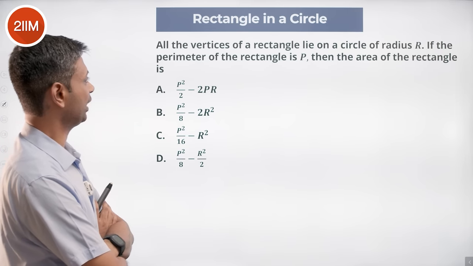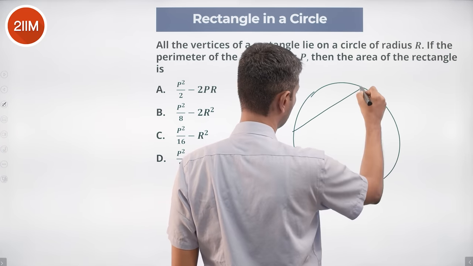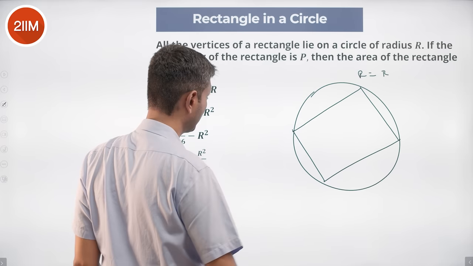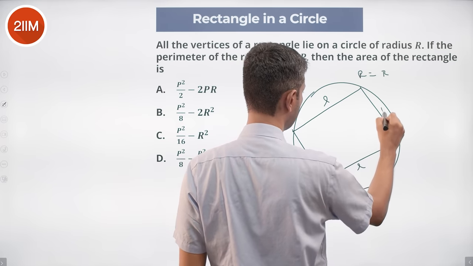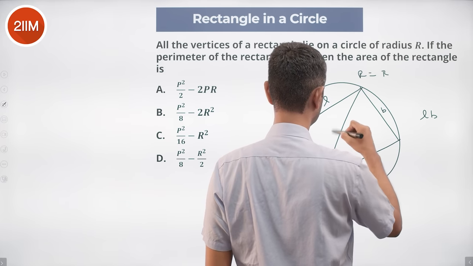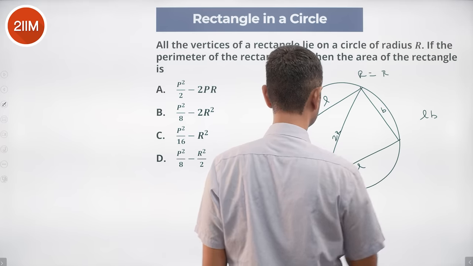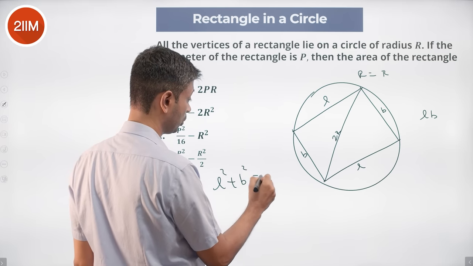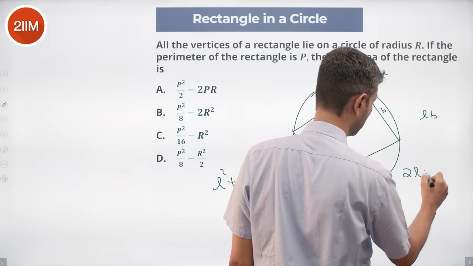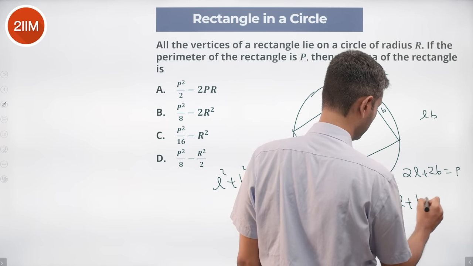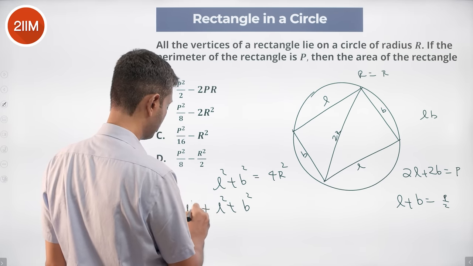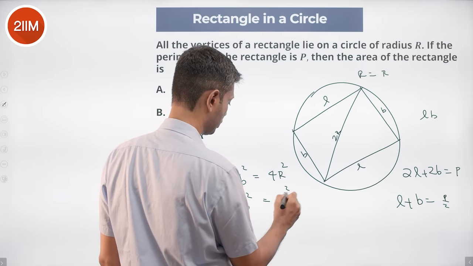If all the vertices of a rectangle lie on a circle of radius r, nice, radius r, if the perimeter of the rectangle is P, this is L, B, L, B, then the area of the rectangle is, we need to find LB. We know this is the right angle triangle, so L square plus B square, this is 2R, so L square plus B square equals 4R square. Nice. We know 2L plus 2B is equal to P, or L plus B equal to P by 2, or L square plus B square plus 2LB equals P square by 4.